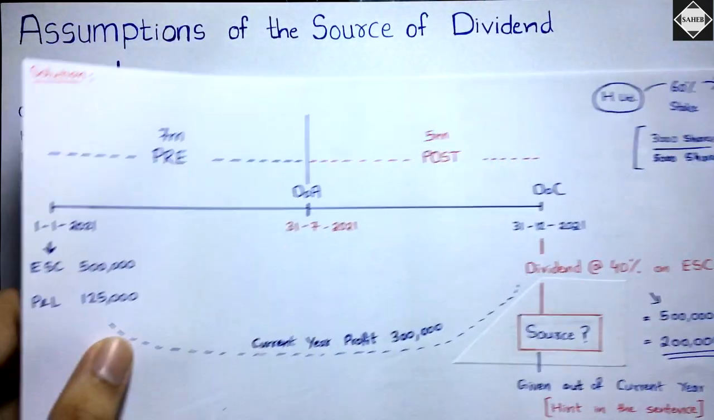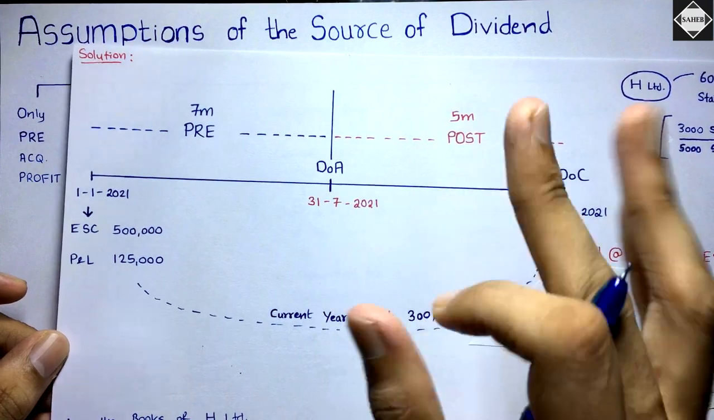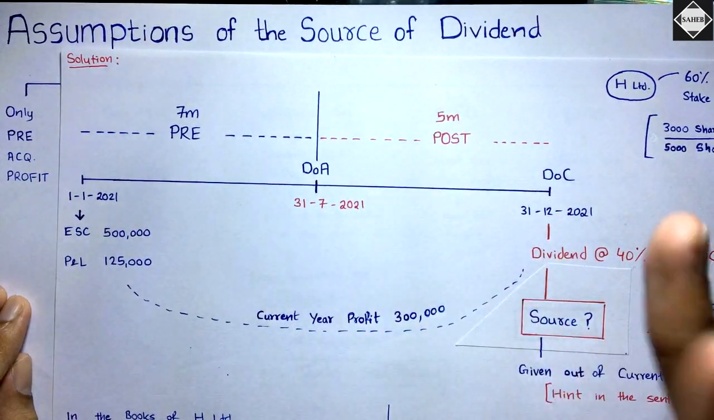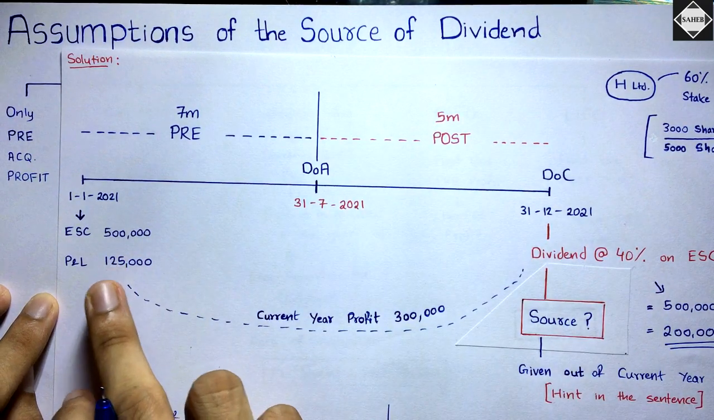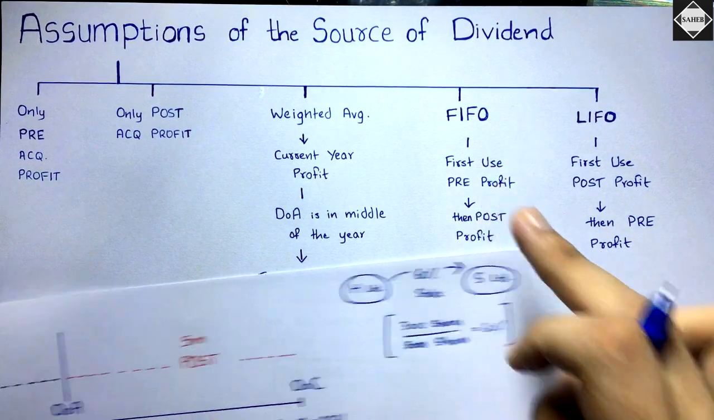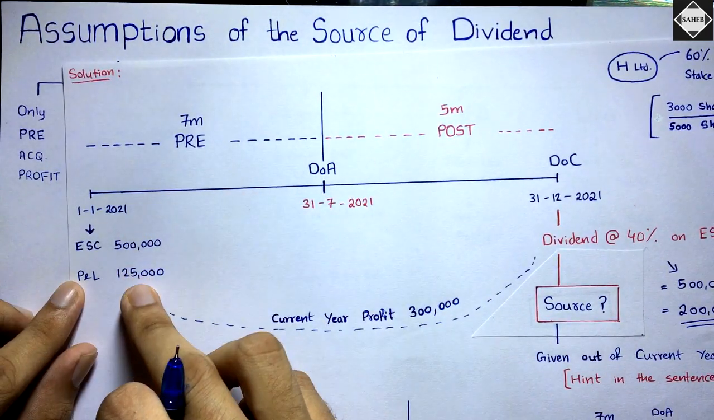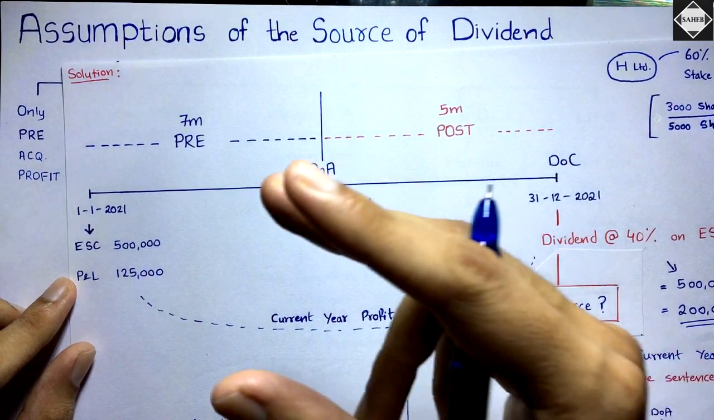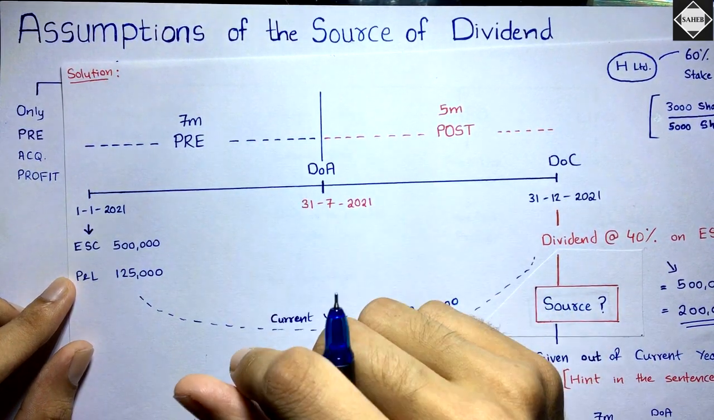So this 2 lakh dividend, how will it be given out? First use pre-acquisition profit. Pre-acquisition profit is how much in total we have? 3 lakh. So the entire 2 lakh will come out of pre, isn't it? See here, 2 lakh is the dividend. They said first use pre-profit, so you will use pre-profit. So the 2 lakh entirely from the pre-acquisition profit, so the dividend would become entirely pre-acquisition dividend.